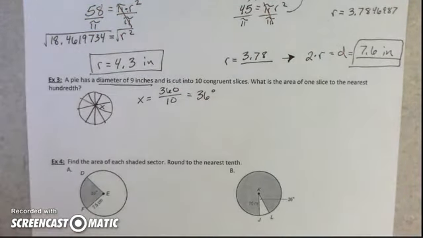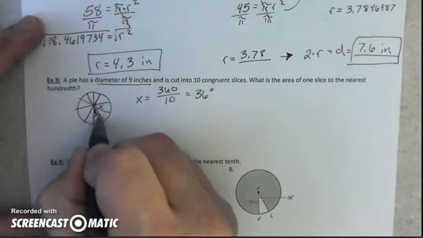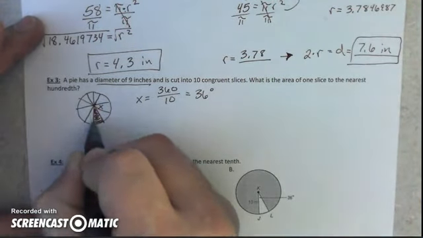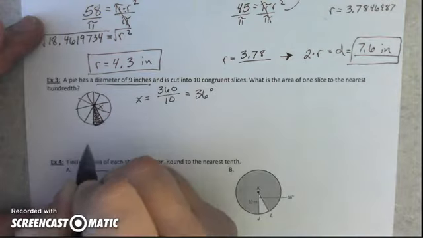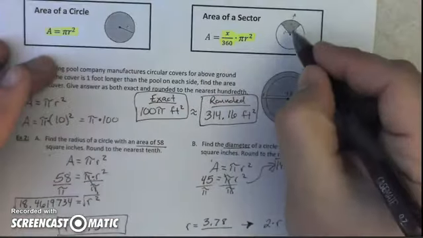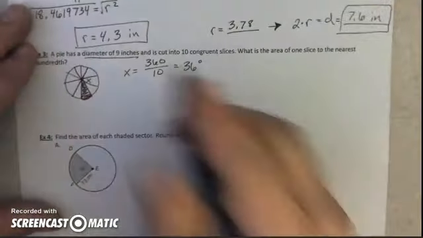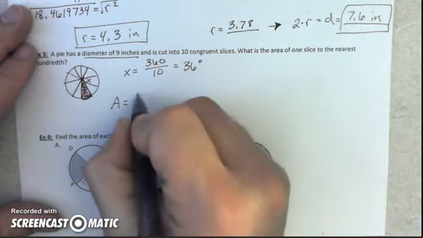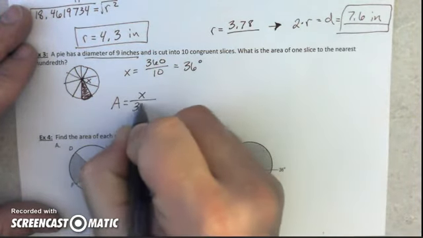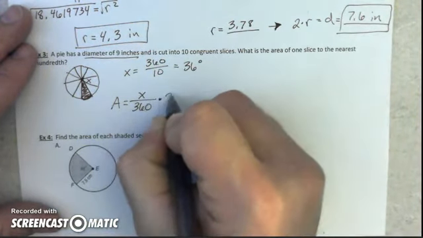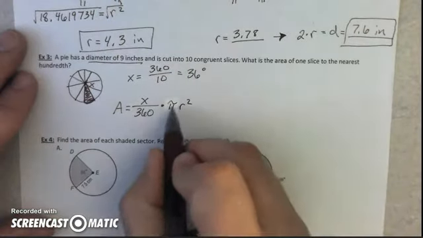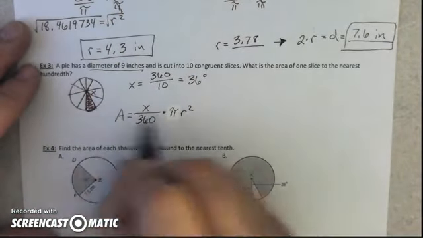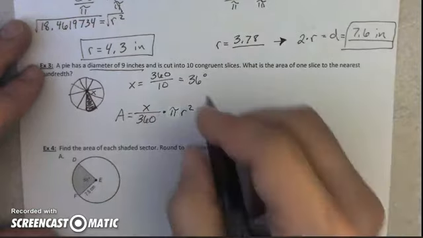And it asks, what is the area of one slice? Well, that is a sector. We have two radii forming a central angle and an intercepted arc. That is creating a sector here. So we're going to use our area formula for a sector of a circle. Whoops, just about wrote that wrong. There we go. Fix that. Sorry. Make sure you have that correct. That's the area formula for the sector of a circle.